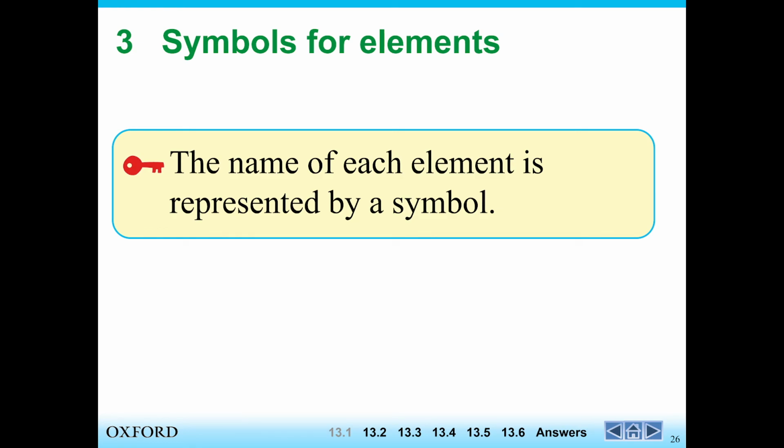So to summarize, each element has its own unique symbol, and this unique symbol is used all over the world by everyone.